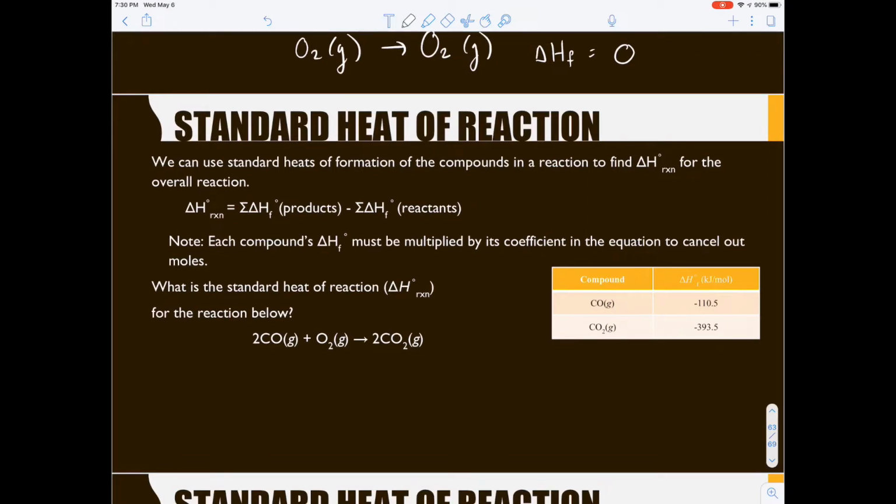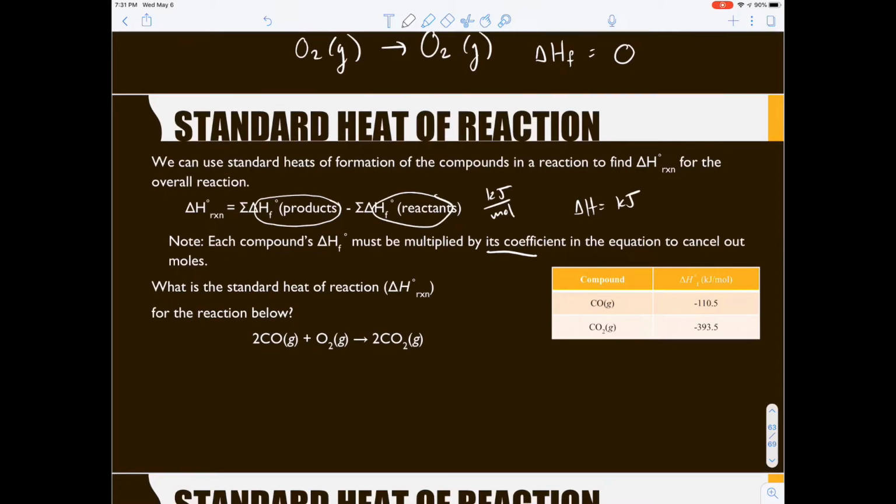All right. We can use the heats of formation to find delta H for an overall reaction. How do we do it? We do the heats of formation of the products minus the heats of formation of the reactants. And we multiply by coefficients because heats of formation are in kilojoules per mole of the thing that was formed, and we want our delta H to just be in kilojoules. You can also think of it as kilojoules per mole reaction, but just kilojoules is fine.